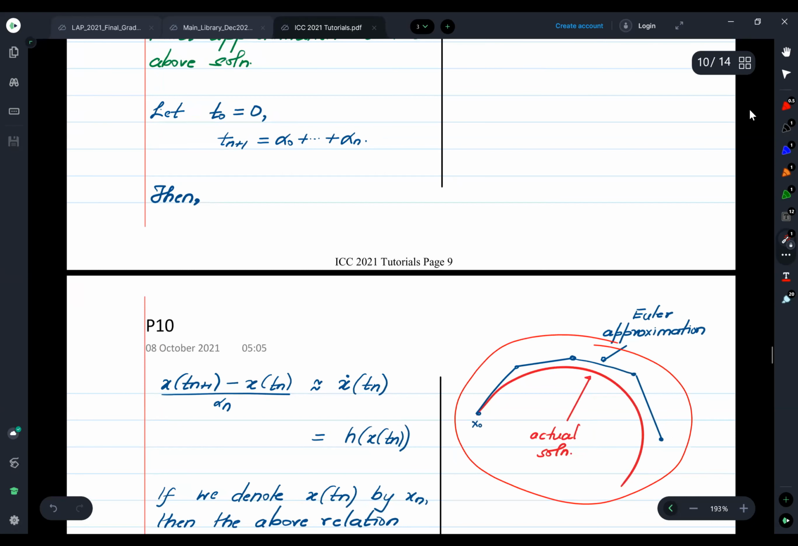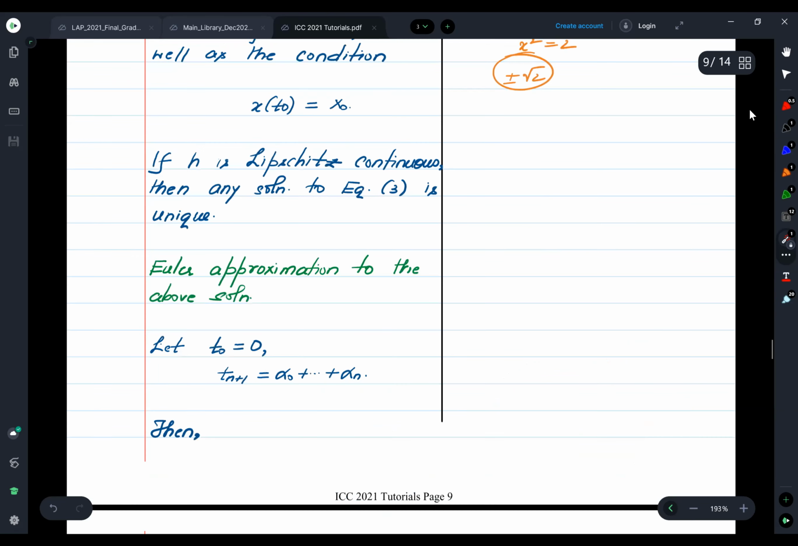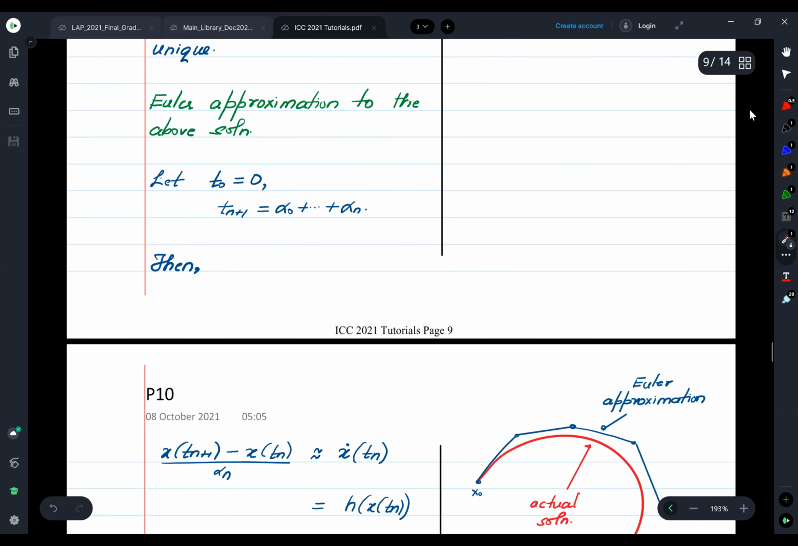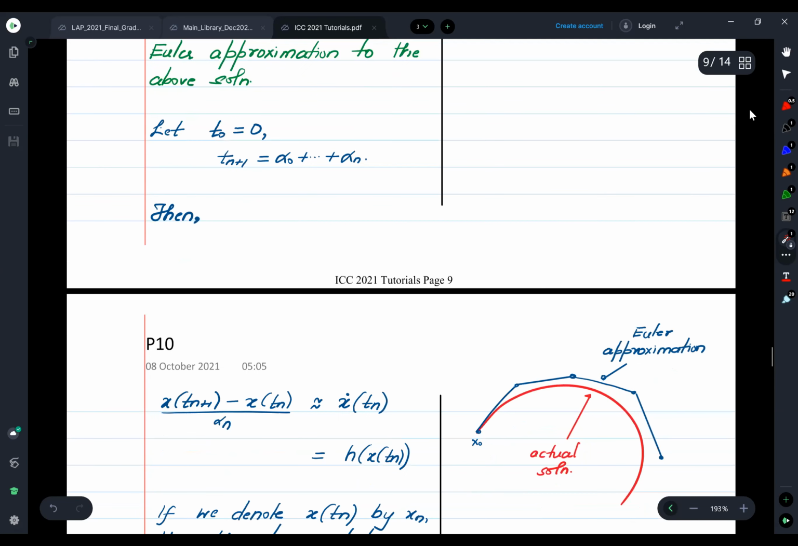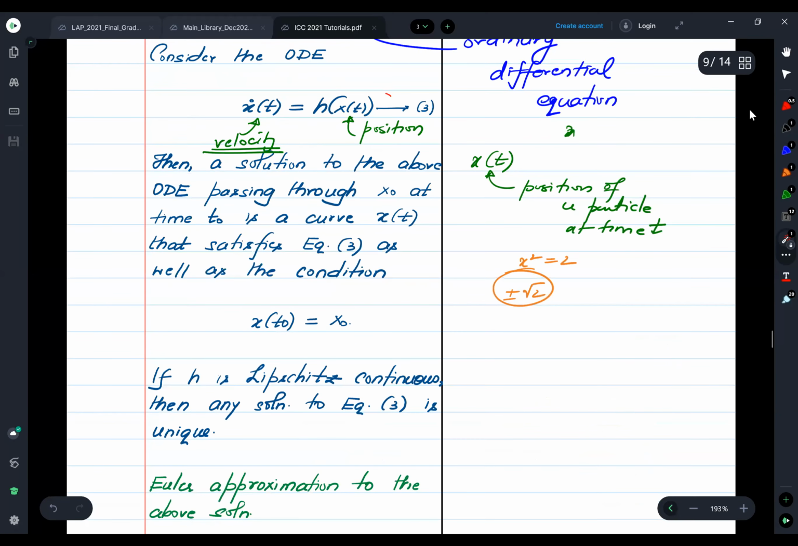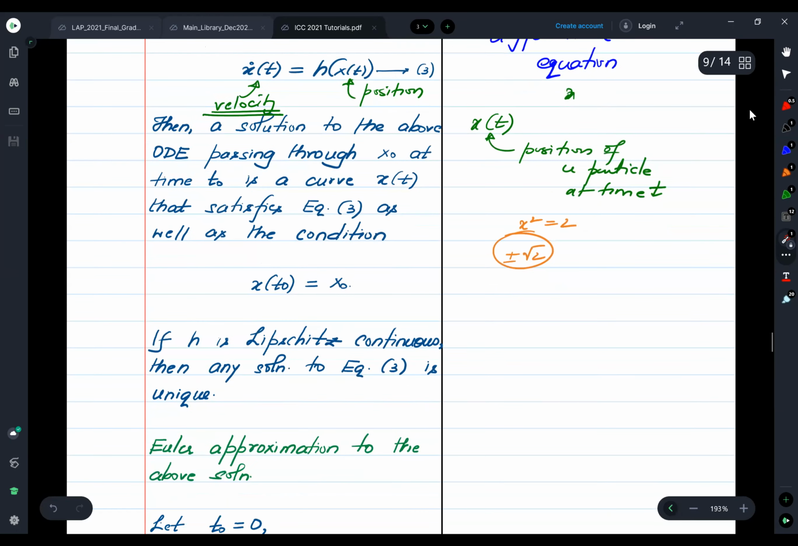So let's say you start from x naught at time t naught and you have this red trajectory. This red trajectory is basically the solution to this ODE over here, which at time t naught is at x naught. Now, the Euler approximation is basically an approximation to this trajectory that we have over here. Often, you must have seen that solving a differential equation is very hard. However, computing an approximate solution is not that hard.